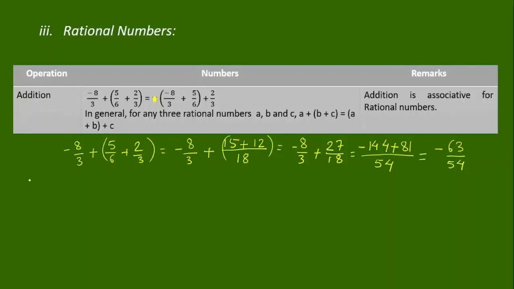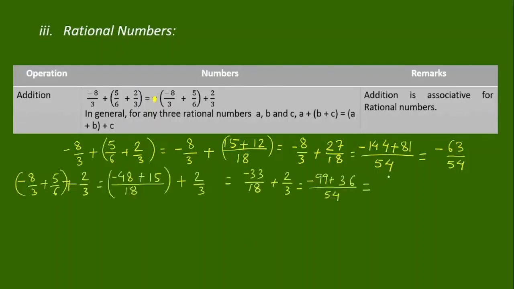Now let's move on to the RHS side. So minus 8 upon 3 plus 5 upon 6 plus 2 upon 3. So this will give us minus 63 upon 54. So here you can see on the LHS side we are having minus 63 by 54, and on the RHS side also we are having minus 63 by 54. So this proves that LHS is equal to RHS.